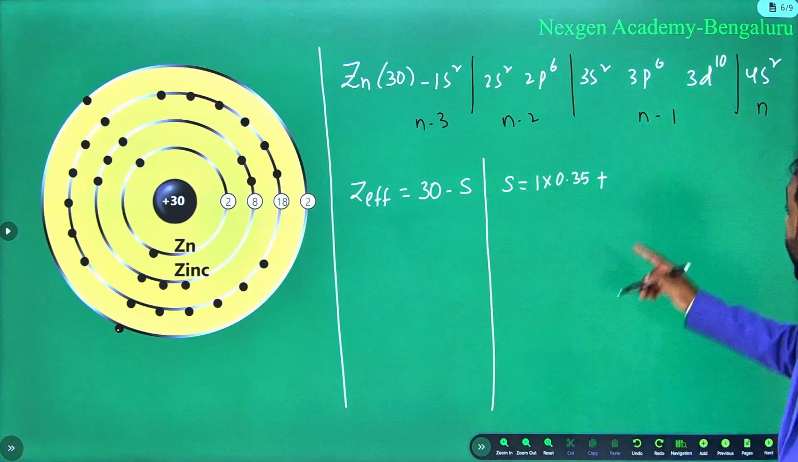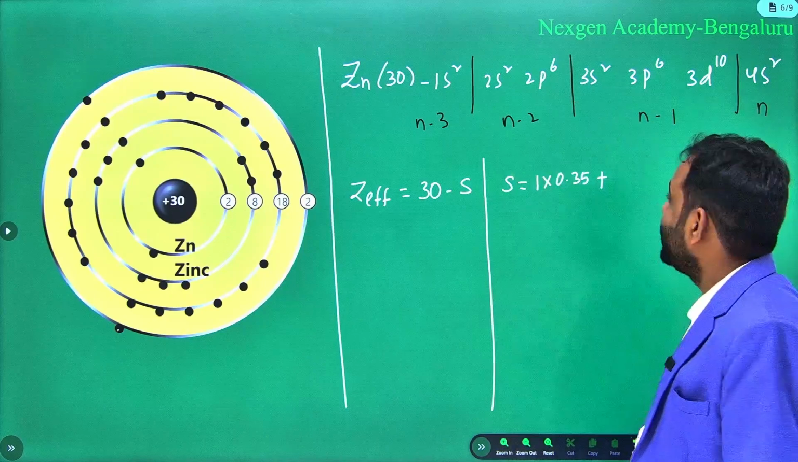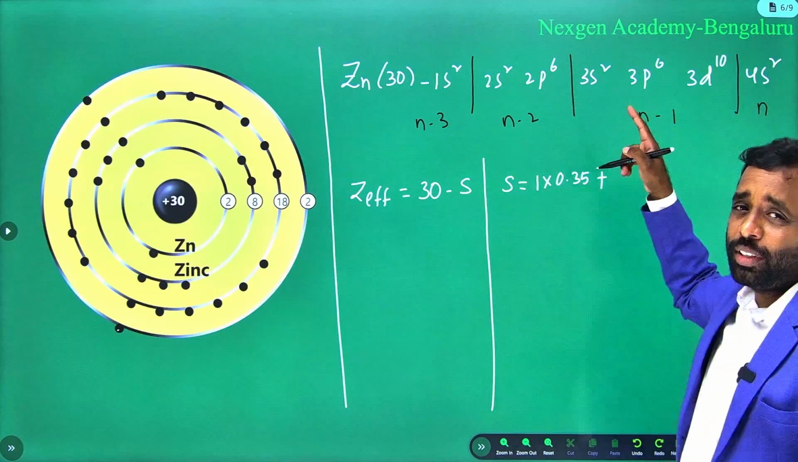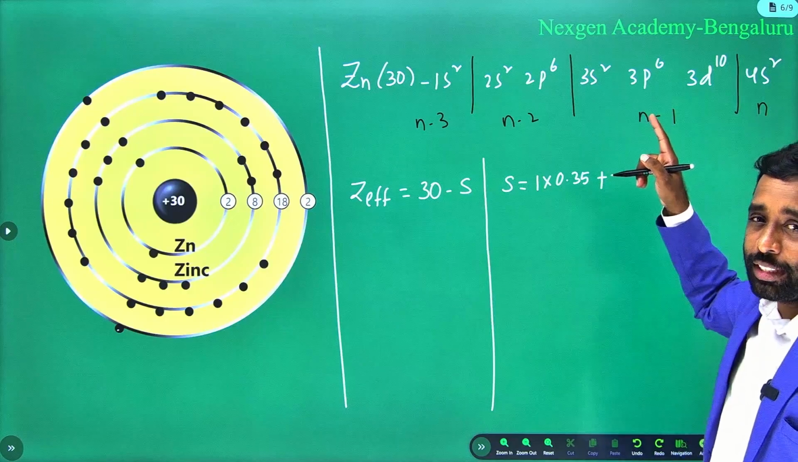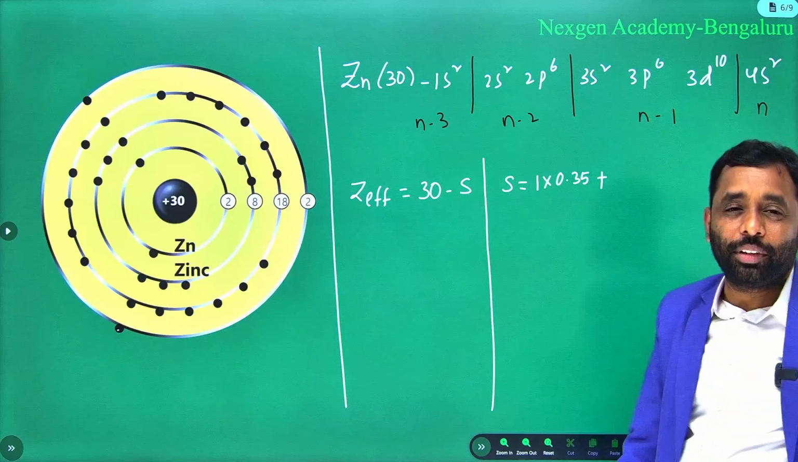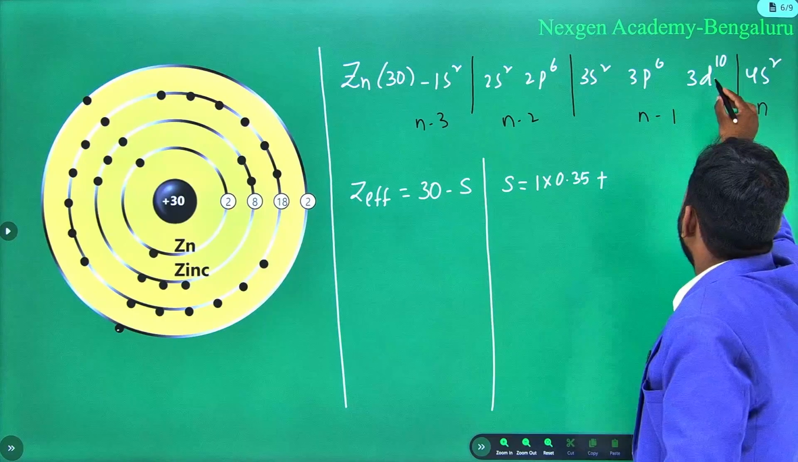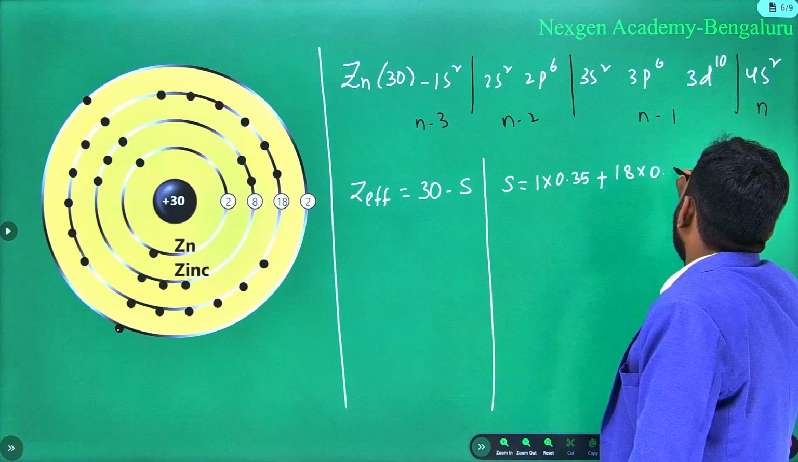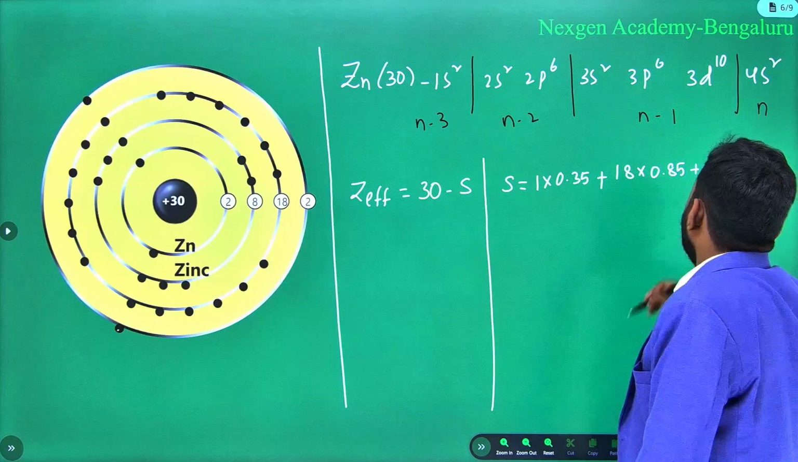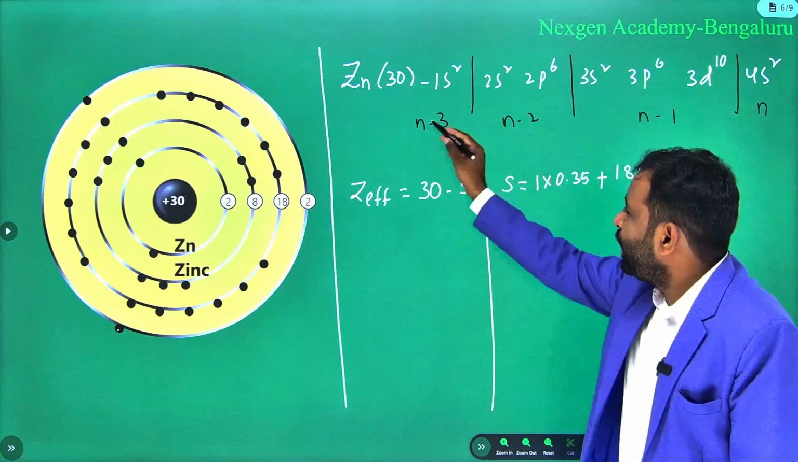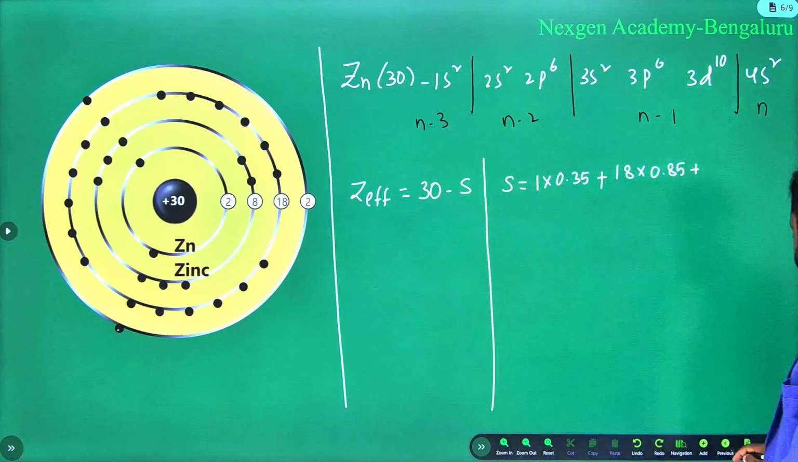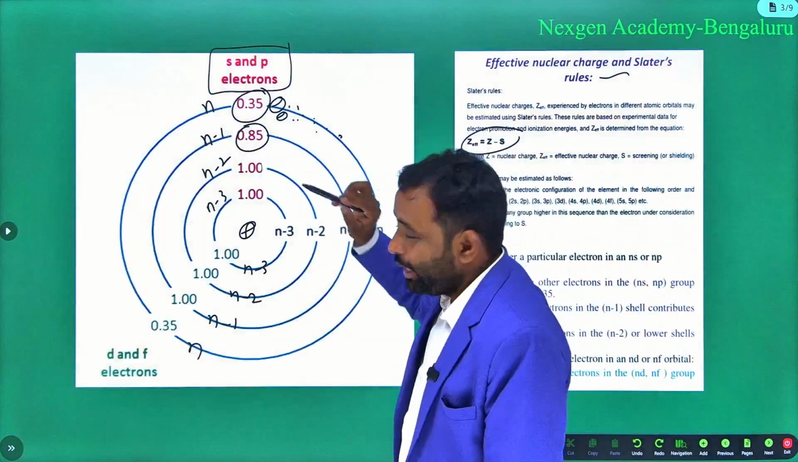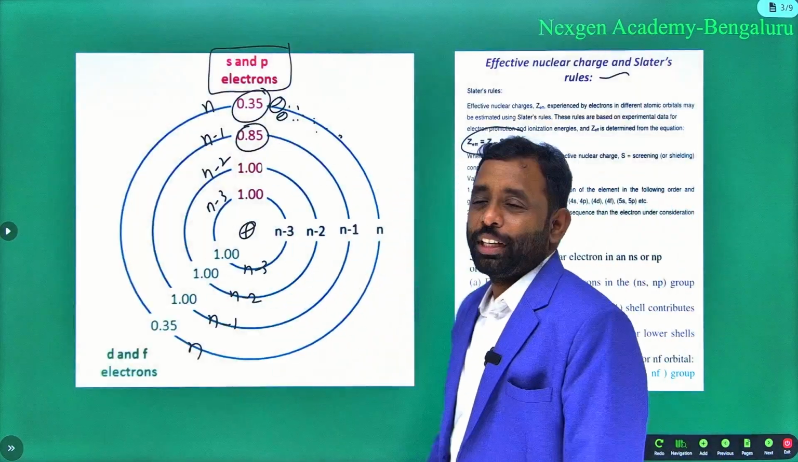Next, n minus 1 shell. How many electrons are there? This is S. That's why n minus 1 means, each electron contributes 0.85, right? See, what is that? S constant value is what? 0.85. There are how many electrons? There are 18 electrons. 18 into 0.85, plus here remaining n minus 2, n minus 3, what I said? N minus 2, n minus 3, it is 1. N minus 1, 0.85, right?